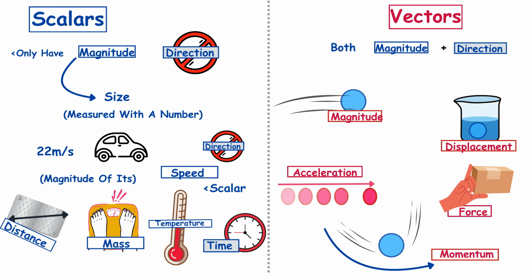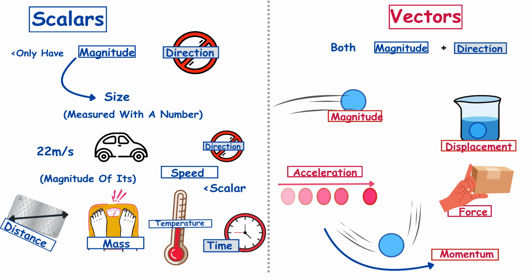On the other hand, vector quantities are different because they include both a magnitude and a direction, making them more descriptive and useful in many scenarios. Examples of vector quantities are velocity, which describes speed in a particular direction, displacement, which shows the change in position with a direction, acceleration, which indicates the rate of change of velocity with direction, force, which is a push or pull with direction, and momentum, which is the product of mass and velocity, and again includes direction.